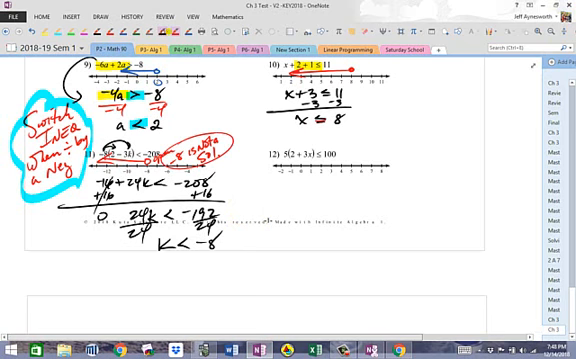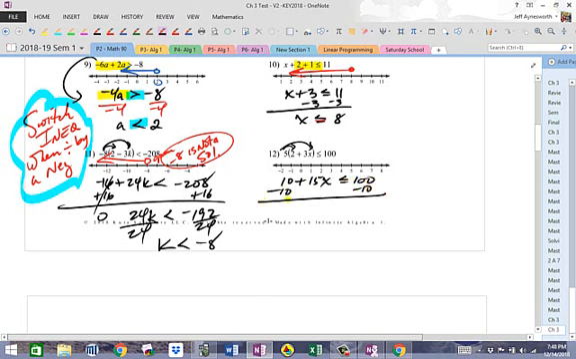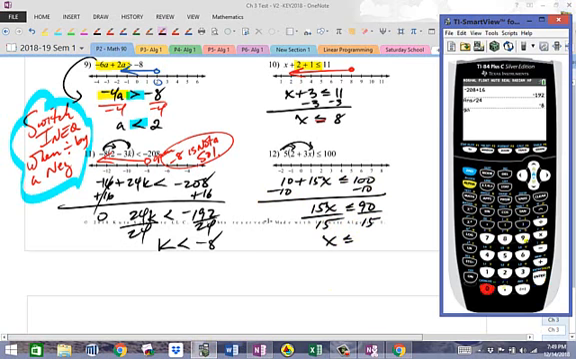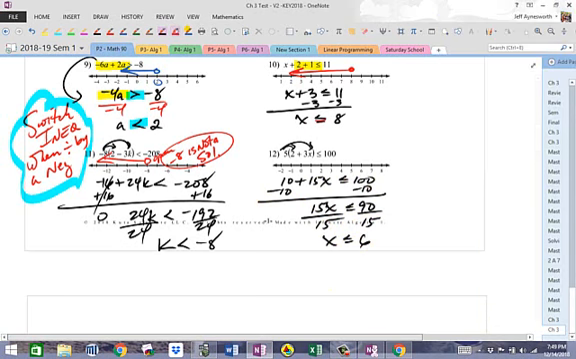Next one, distributing. I see 10 here, plus 15x, and that's going to be less than or equal to 100. Add the opposite. You get 15x is less than or equal to 90. Divide by 15. x is less than or equal to something. If you don't know what 90 is, divide it by 15, and it's 6. Now, 6 is a solution because of the equal to sign here. So find 6 on the axis. It's a solution, and all numbers less than that, like 5, 4, 3, 2, 1, lie to the left.